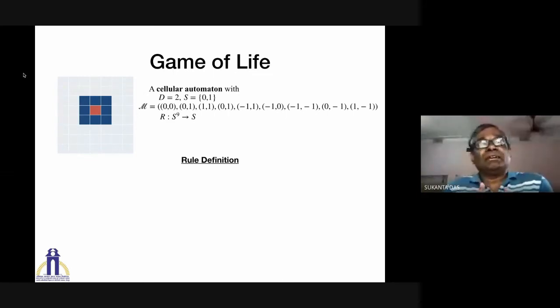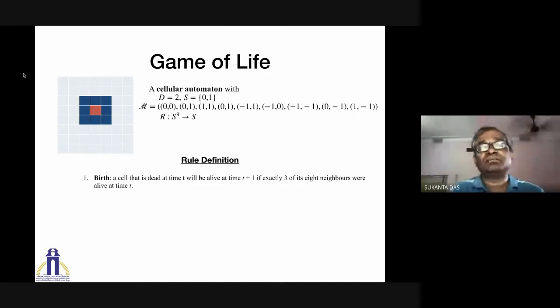in the case of cellular automaton, some structure is given. You have to specify D, you have to specify S, then you have to specify the neighbor. And the most important thing is you have to define the rule. So for the game of life, the rule definition is the following. Very interesting. Now these words are used by Conway. Its name is game of life.